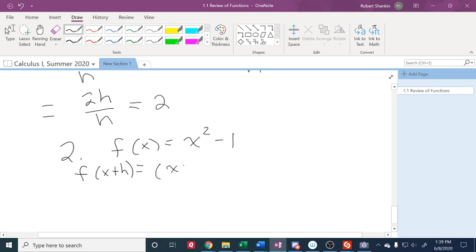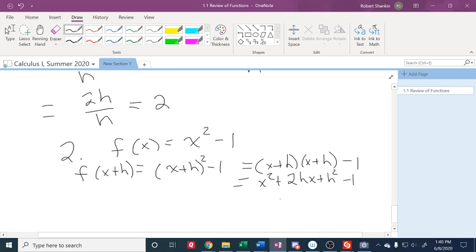This is going to be x plus h squared minus 1, which, when I FOIL that out, it would be a big mistake to call that x squared plus h squared. Instead, I have to FOIL it out. And when I FOIL it out, I'm going to get x squared plus 2hx, because you're going to get one of those from the outer and another one from the inner, plus h squared minus 1.